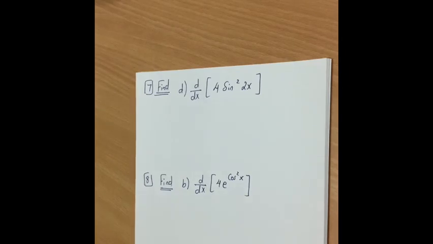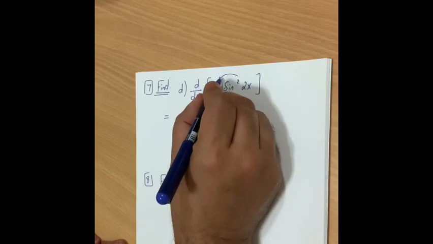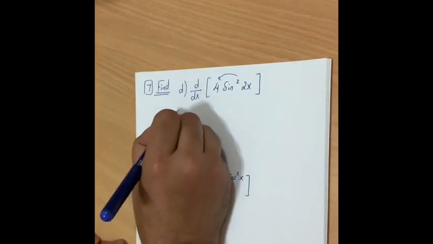Here we go again. Question number 7, it's required to find the first derivative, differentiate with respect to x, of 4 sine squared of 2x. So we're going to use the chain rule. Remember, first step is to multiply by the coefficient. So move the power and multiply by the 4, which is 8.